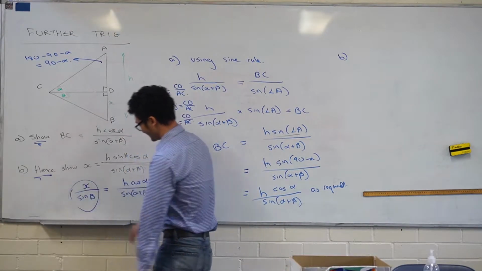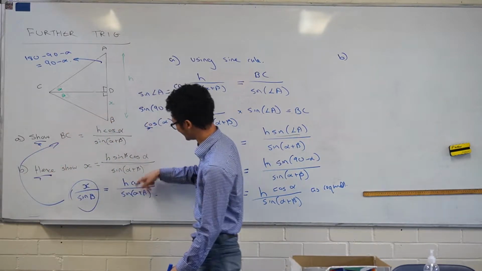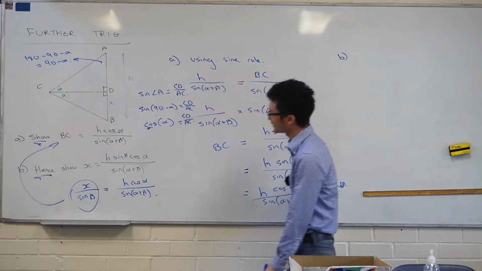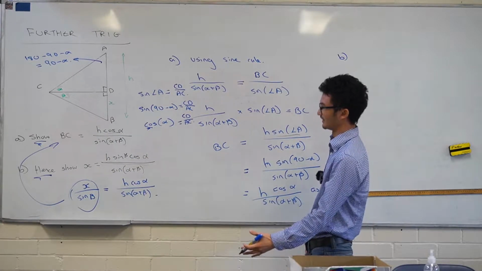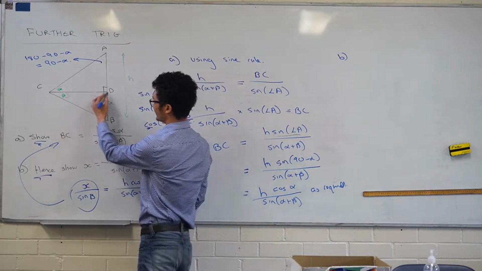And you can see that this is meant to be the same as BC, right? Because these two expressions are the same. So that must mean that BC is x on sine beta. Where would that come from? Well, BC is over here, which is just a part of this right angle triangle here.